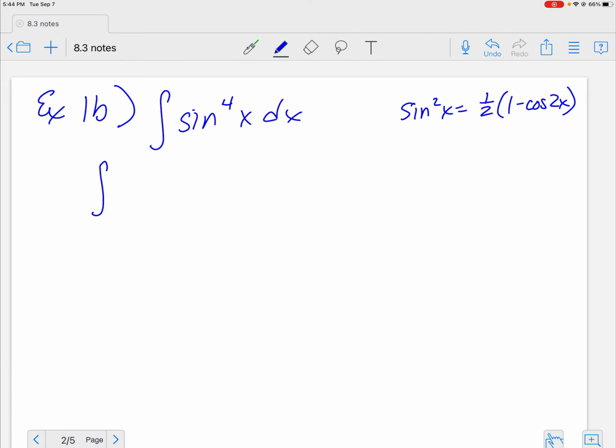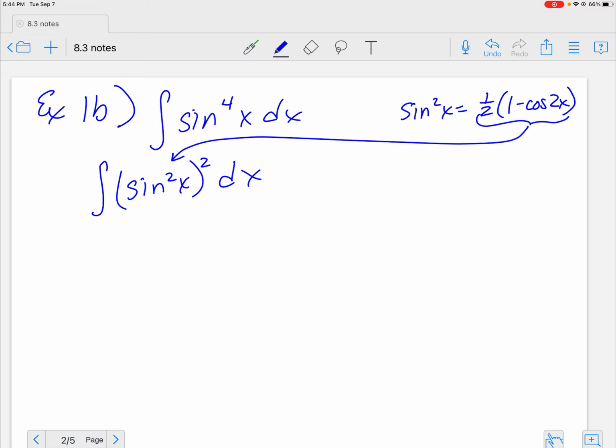So I'm going to write this step here. This is sine squared x, squared. Last time we just did it in our head on that last example, but this is what you're actually doing, right? So I'm going to take this and plug it in. There's no u sub at this point because it's an even exponent. Odd exponents go for u sub with sine and cosine. Okay, so now I'm integrating this 1/2 times 1 minus cosine 2x, and this whole thing is squared.